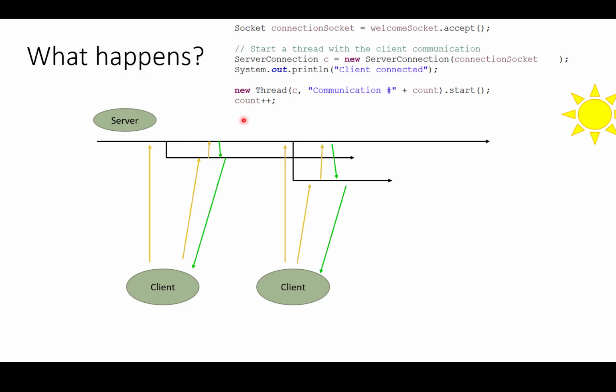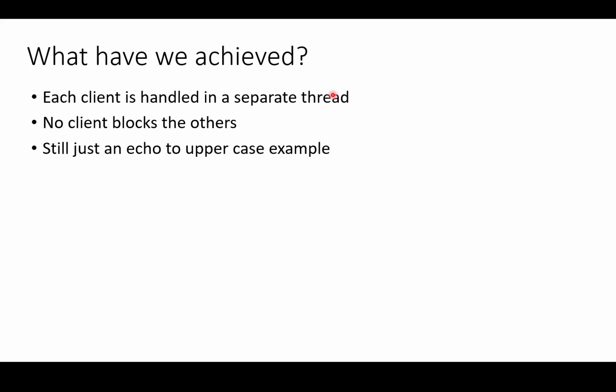We're going to need to interact with the server in the next part where we do the chat kind of thing. So now in my example here I have the main thread and one client thread and another client thread running. Each client is handled in a separate thread. We no longer see the blocking where one client blocks the others, and we still just have an echo uppercase example, so it's still somewhat boring, but we are expanding step by step.